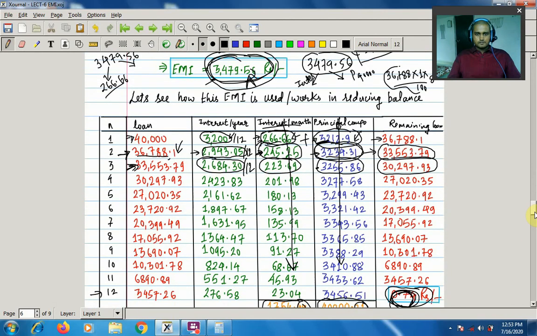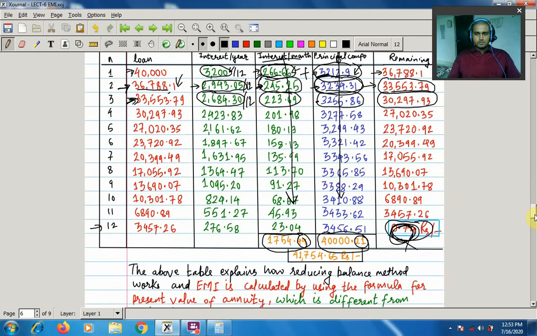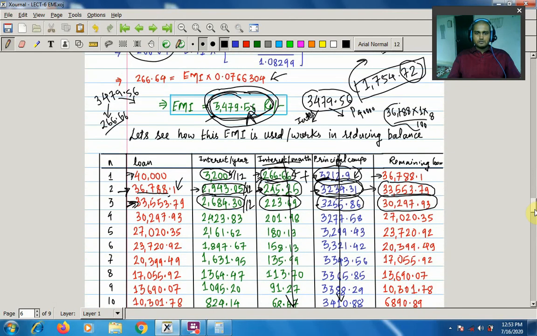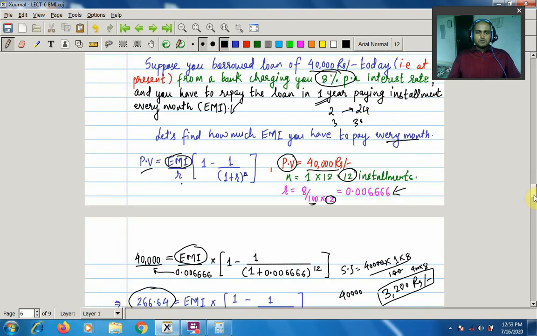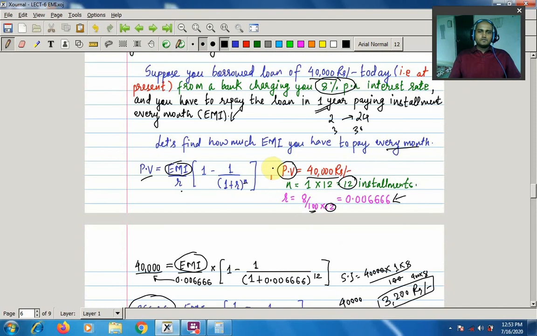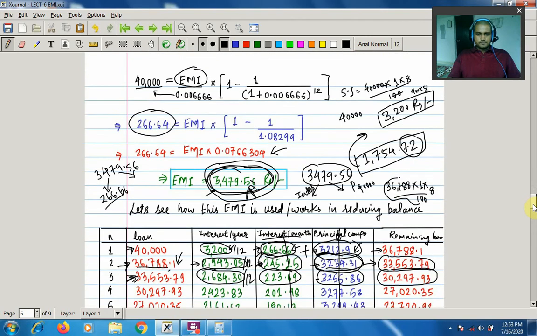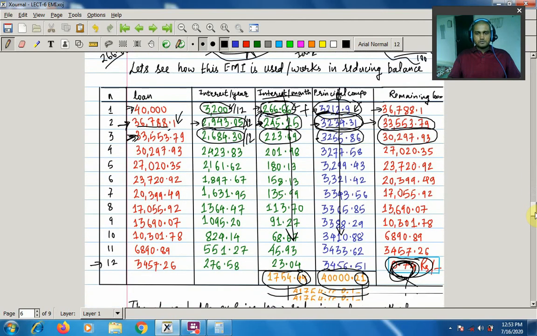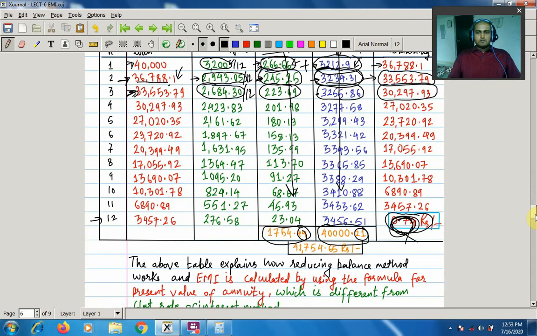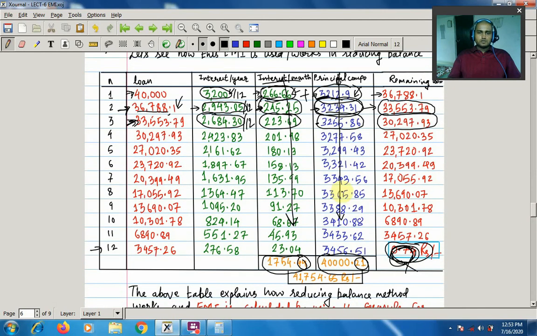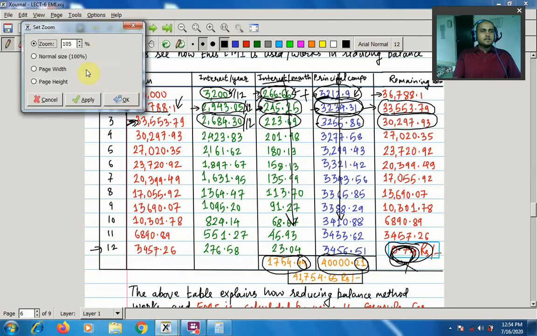Okay, so this is the explanation of what happens in the reducing balance method and what formula you are going to use to find the amount of EMI in the reducing balance method. This is the formula you are going to use, the present value of the annuity for an ordinary annuity. I hope this is clear to everyone. This is how the reducing balance works, and this is very efficient compared to the flat rate of interest method.